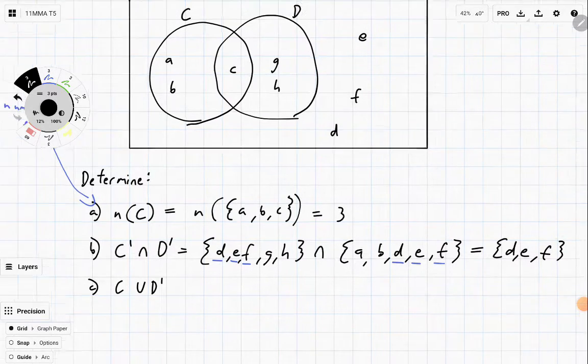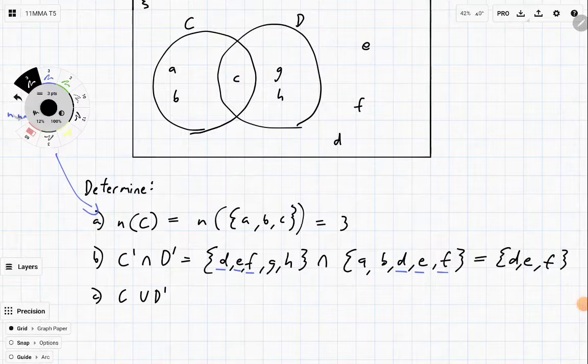So you can see we can solve these sorts of problems visually or algebraically. Either way, we're still going to get the same answer, so it doesn't really matter. It's more about what we're comfortable with. But how do we evaluate a union symbol?